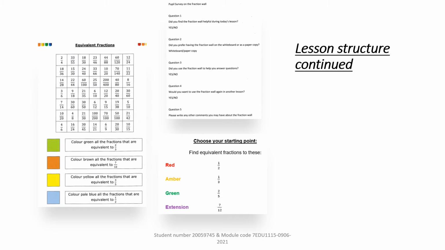So after introducing it to them electronically, I got some helpers to hand out a paper copy for me and they glued it into their books. Then we revisited the starter, which you'll see a small picture of just there, the red, amber, green: a half, 1/3, 2/5 and 7/12. The fraction wall I gave them went up to 12s.